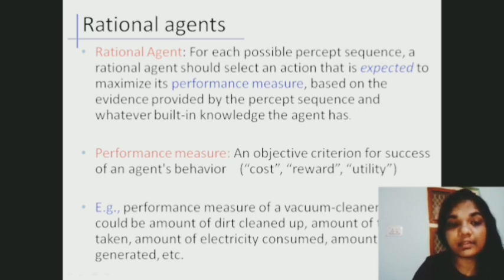the percept sequence, a rational agent should select an action that is expected to maximize its performance measure based on the evidence provided by the percept sequence and whatever built-in knowledge the agent has.